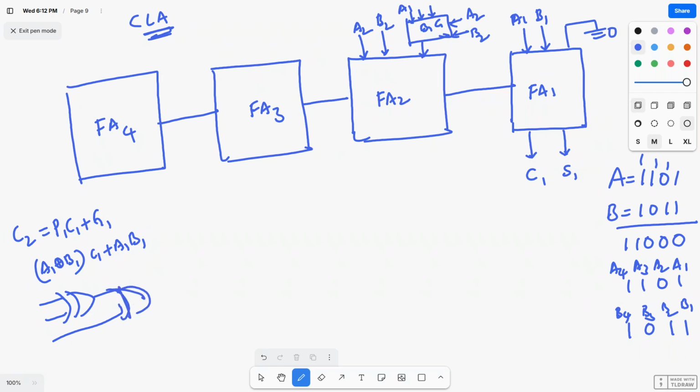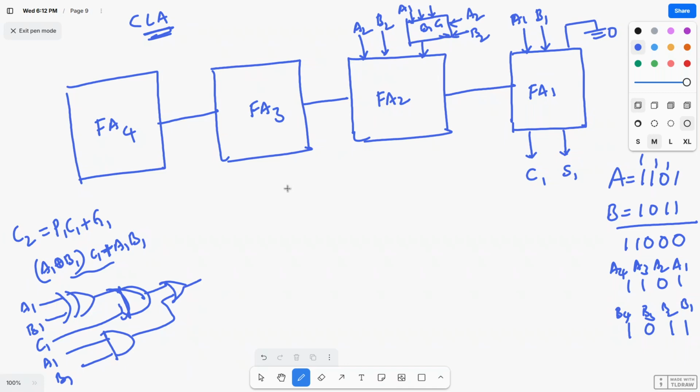Then A1 B1 goes through one more AND gate. These two are connected with which gate? An OR gate, no? Yes, sir. So this is nothing but a combinational circuit. In order to represent all this combinational circuit, I am representing it with a block. What are the inputs? A1, B1, C1 and A2, B2.